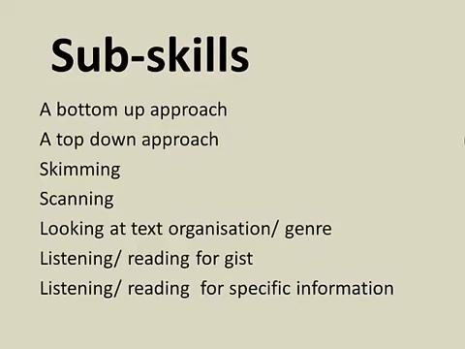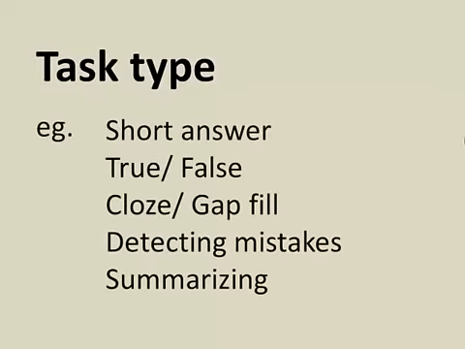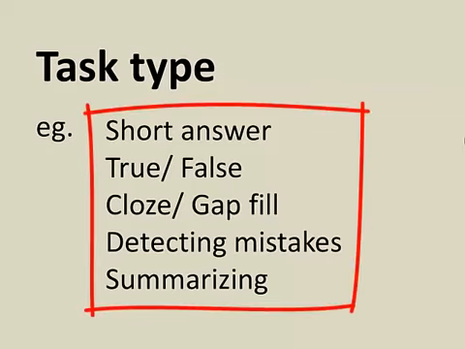You also need to decide what kind of task type you're going to use for your reading or your listening skill. Now, you've already seen quite a lot of course books, so you know the sort of task types that exist. It's certainly worth looking at some books and thinking about the sort of task types that exist. You might think about short answers, true or false, cloze, gap fills, detecting mistakes, summarising. So all of these kind of things you could use for reading or listening texts.